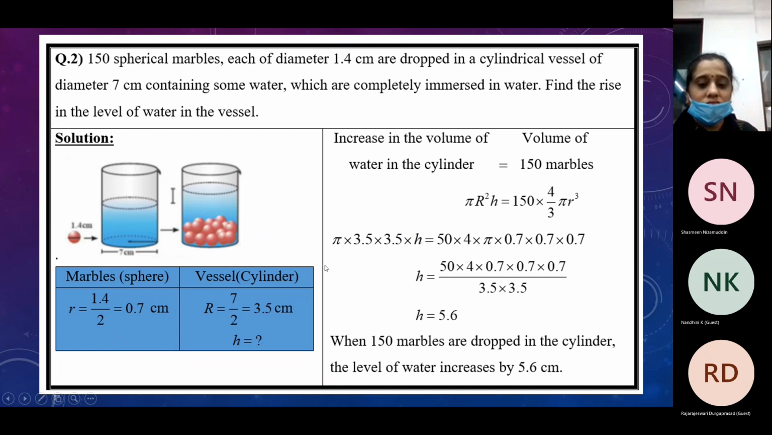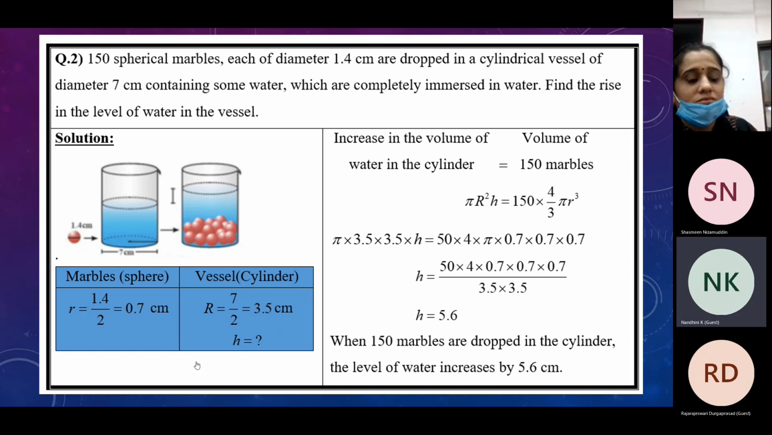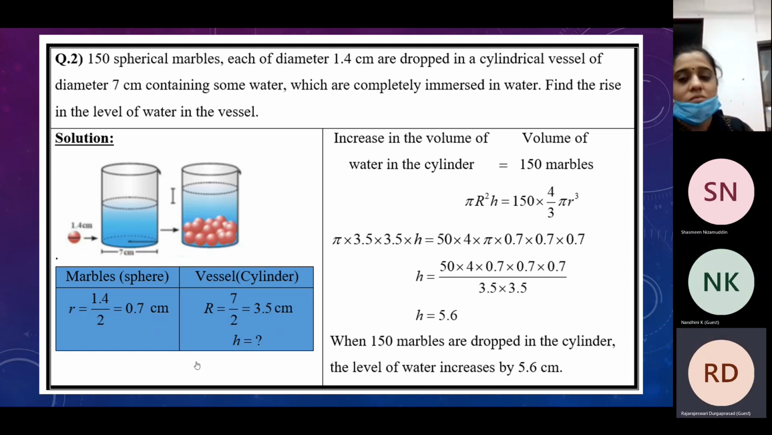Work, children. Online children, was it clear? Please work, and if you have any further questions, you can ask me. Please acknowledge Sashmin, Nandini, and Rajeshwari. Okay, ma'am. Yeah, all right.